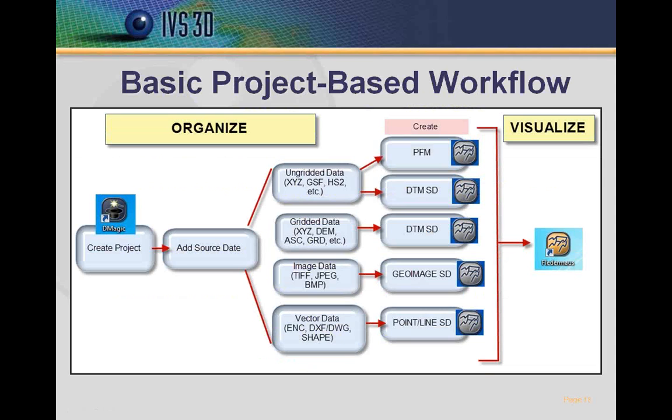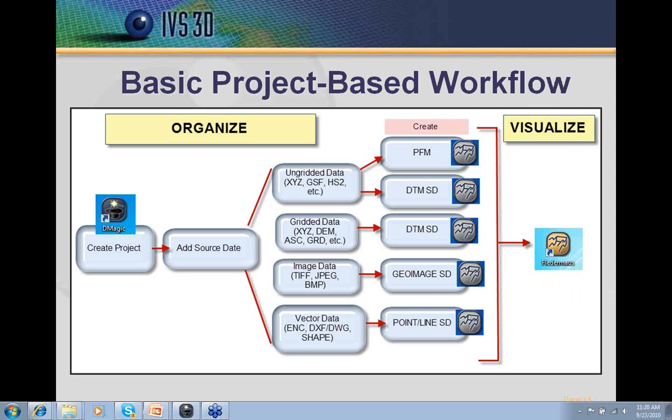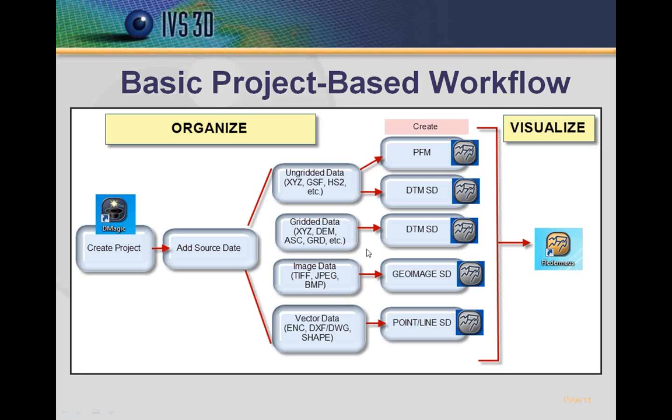And just an image of a basic project-based workflow. You'll create a project in DMagic. You'll add your source data, and that includes ungridded data, grids, image, and vector data. So this is all under organization. Within DMagic, you can create the PFMs, DTM-SDs, GeoImage-SDs, and points and lines. And then finally, all of that will go into Fledermaus for visualization. So, a very basic workflow diagram. There is a lot that can go on in here and in here before you get into Fledermaus.